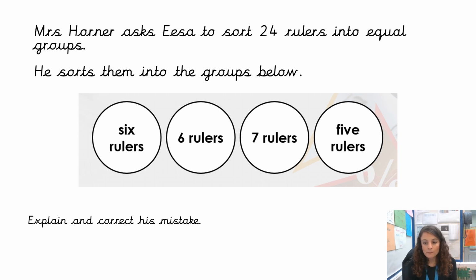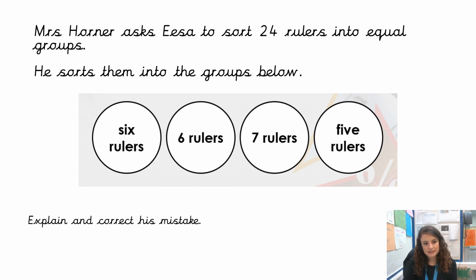So we've got a problem here. Mrs. Horner asks Isa to sort 24 rulers into equal groups. He sorts them into the groups below. 6 rulers, 6 rulers, 7 rulers and 5 rulers. They're not equal because they don't all have the same amount in them. So your task now is to pause the video again and explain and correct his mistake. When you have done that, unpause the video and then we can continue.